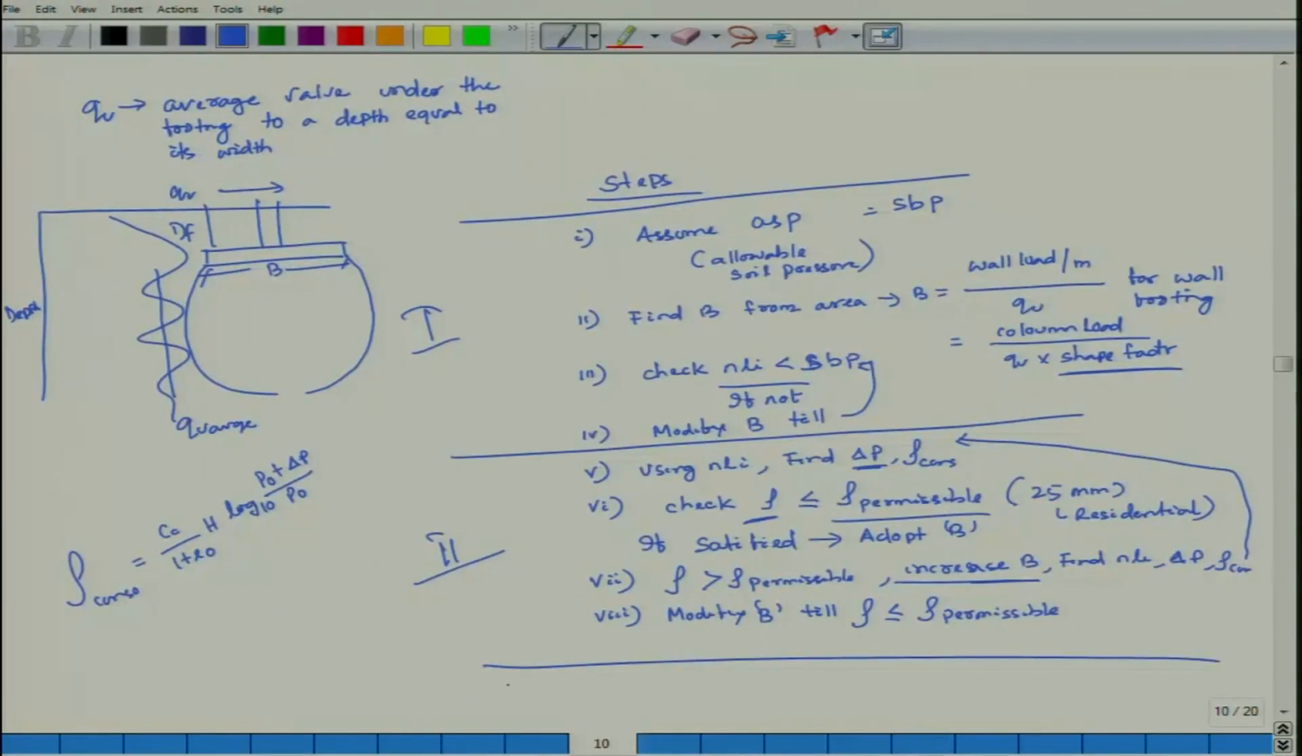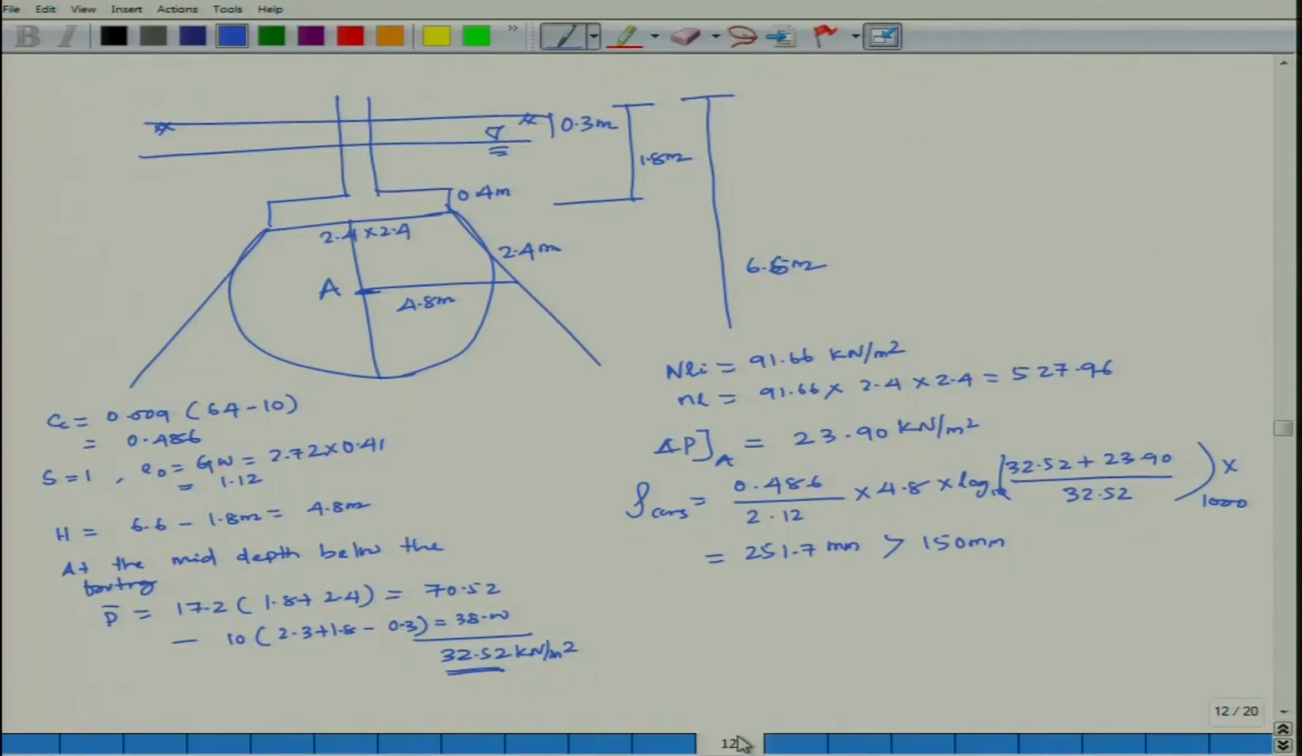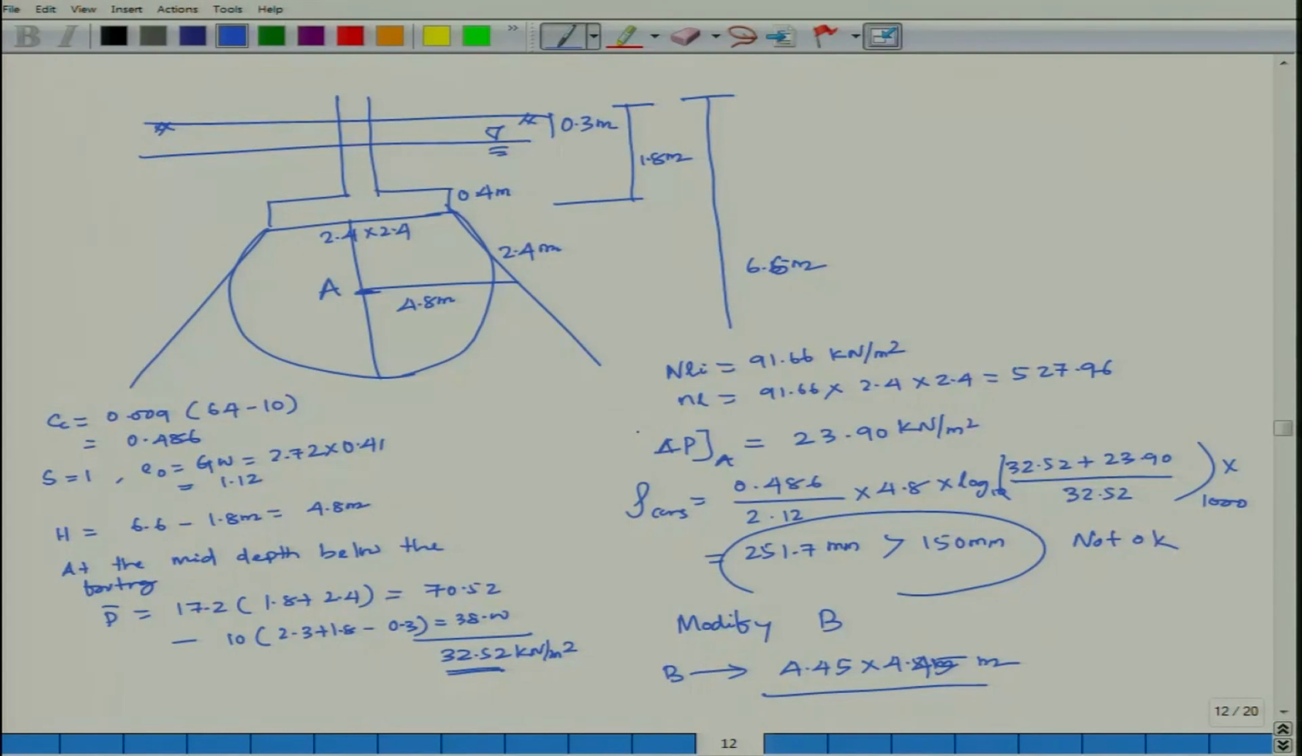If you come back here, stage 1 has been satisfied, stage 2 has not yet been satisfied. Now, what will happen if it is not satisfied? Then it is not okay. Then modify the B value. So, B value has been increased from 2.4 to 4.45 by 4.45 meter, so that the settlement criteria has been satisfied.